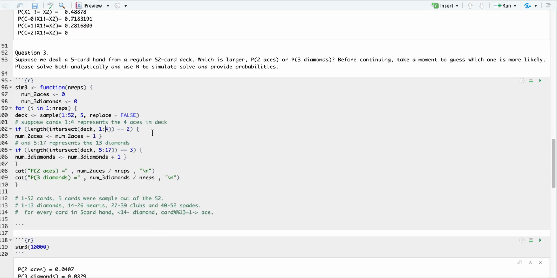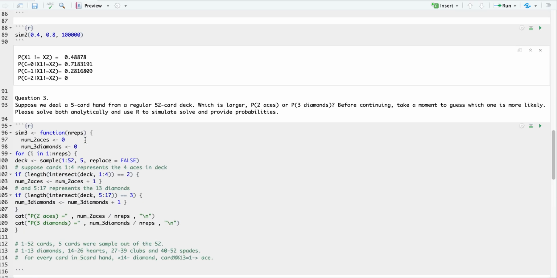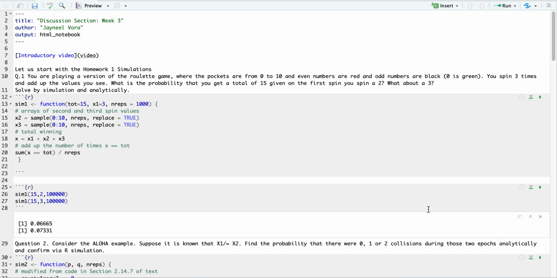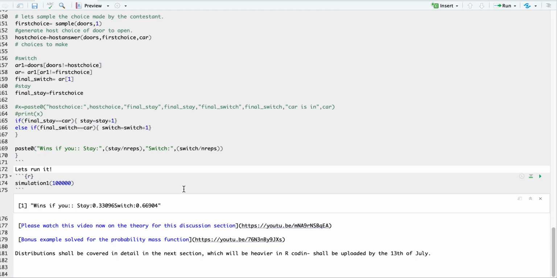Majorly, the problem here was, no, I think this was pretty solved. There were good attempts on this question. The major problem here was, as I discussed, the number of times x1 was not equal to x2 was not considered, and just the denominator was the number of repetitions you had done. And this was also pretty well attempted.